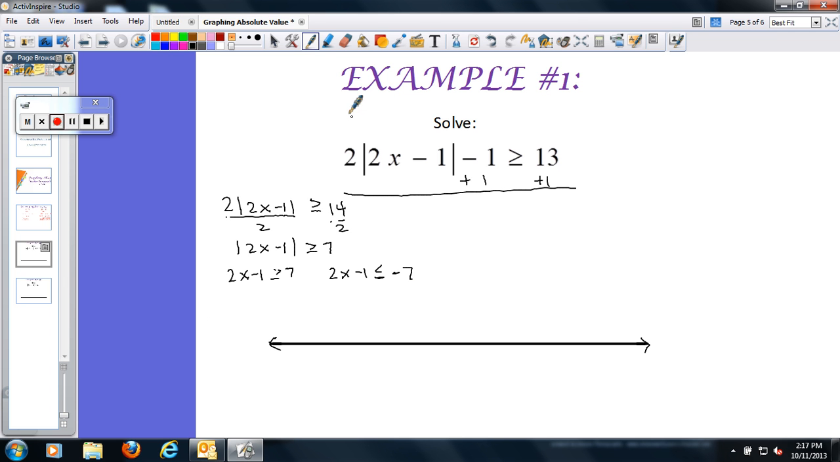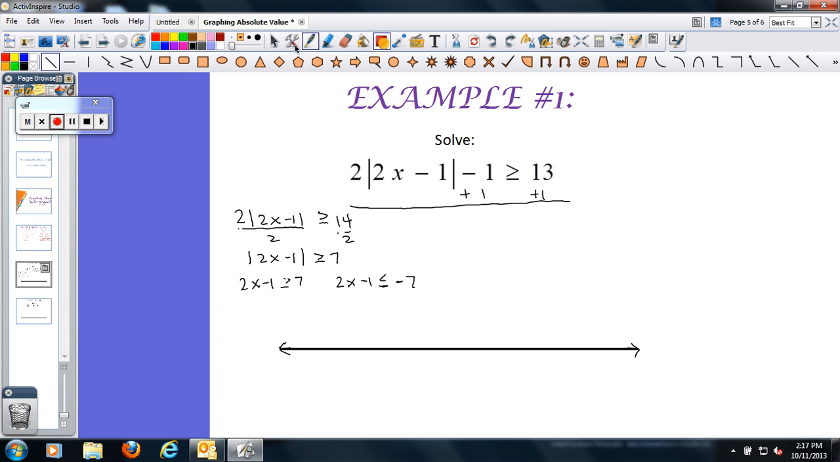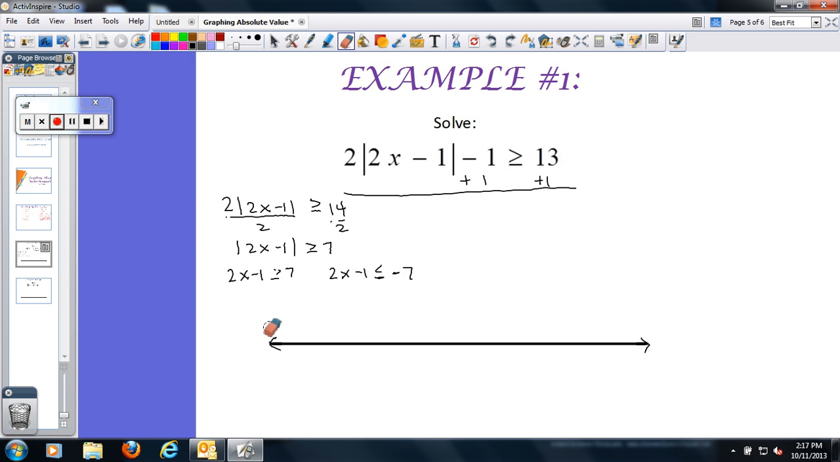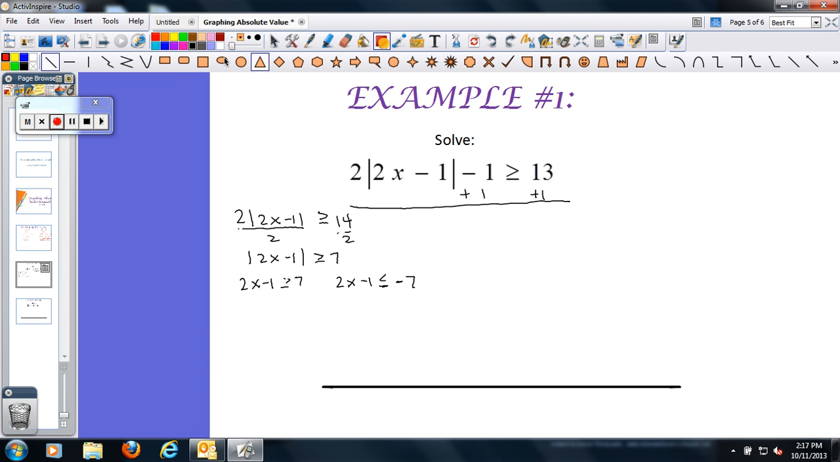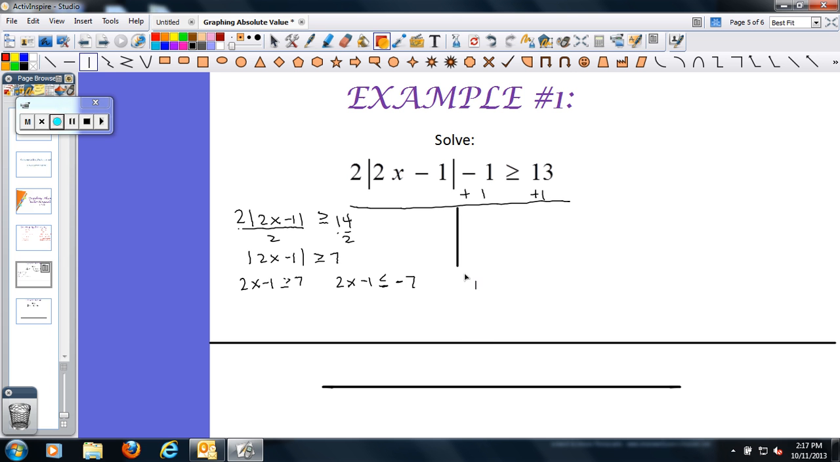Okay, and I am actually going to separate this. So let me do it this way. Let me erase these and move my line down just a little bit. And that'll be what we graph on. And I'm going to go ahead and put another line in probably about right there. And let me put one of these in so that I can continue writing.